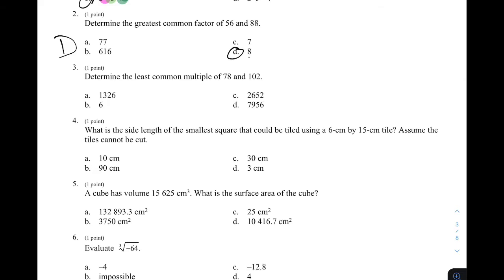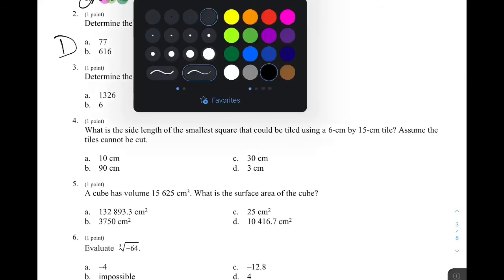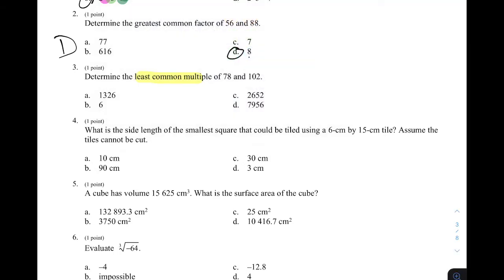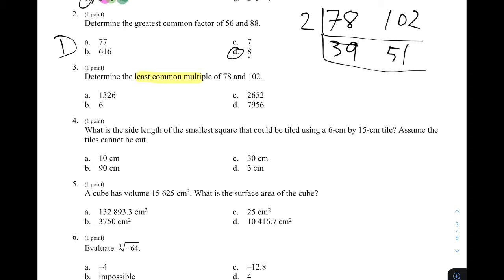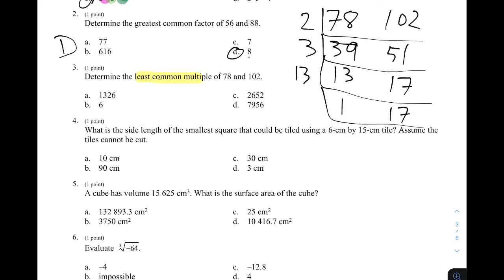For LCM, here we're looking for LCM, 78 and 102. At this point, I'm going to keep on going all the way to the end. So 78 and 102. I can divide by 2, I get 39, and 102 by 2 is going to be 51. Now I can go by, these are both 3s, sure. I can go by 3, so you get 13 and 17. 13 and 17 are both primes, so that's all I can do. And once I'm down to 1s at the end here, I'm all finished.